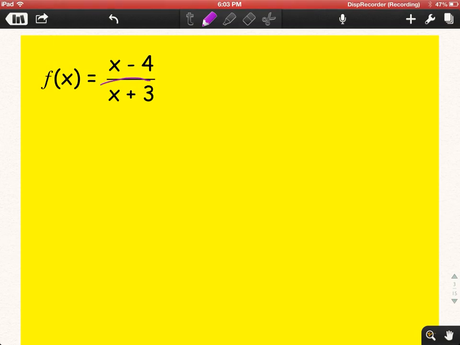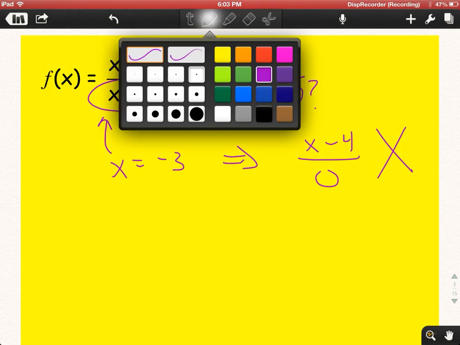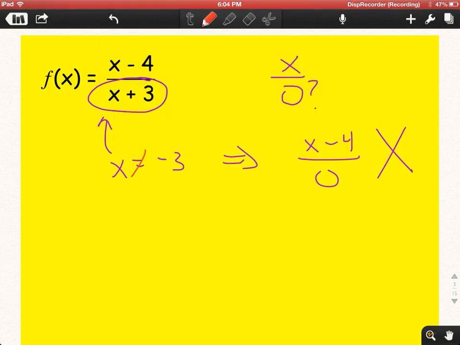So here's an expression where we've got ourselves a problem. We're not allowed to divide by 0. That is an undefined quantity. So therefore, if x were equal to -3, we would get x minus 4 divided by 0. That is undefined, and so x could be anything except -3. So in reality, as we think about this backwards in our mind, x cannot be -3. But it could be anything else, fractions, decimals, 0, positives, negatives, etc.